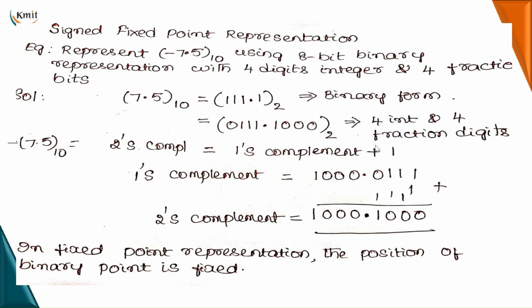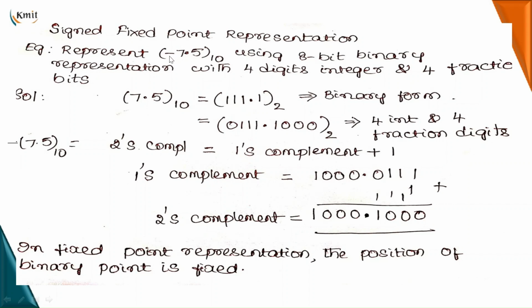So this is one more example for converting to a signed fixed point representation. You are going to take a signed number, which is a negative real number, and see how you can represent this in an 8-bit binary format. The question here says: represent minus 7.5 using 8-bit binary representation with 4 integer digits and 4 fractional bits. So first I have to convert it into a binary form.